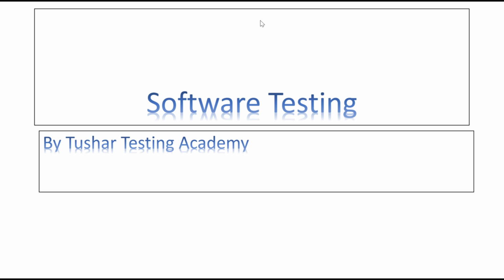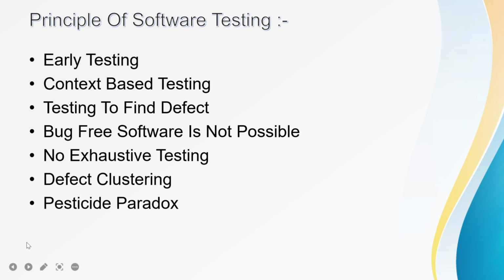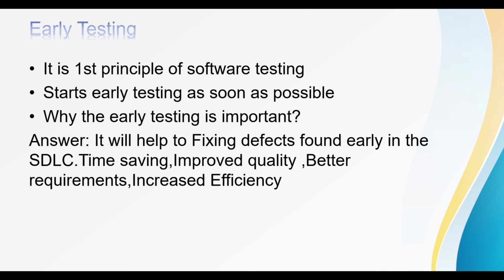Let's start with the principles of software testing. There are six principles in software testing: early testing, context based testing, testing to find defects, bug free software is not possible, no exhaustive testing, defect clustering, and the last one is the pesticide paradox. Let's start with early testing.